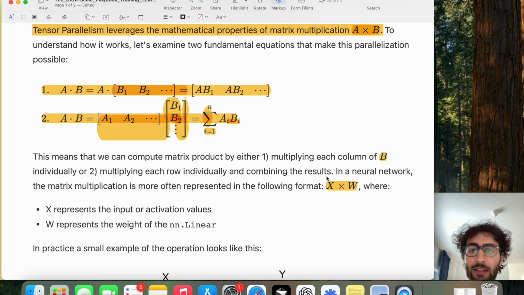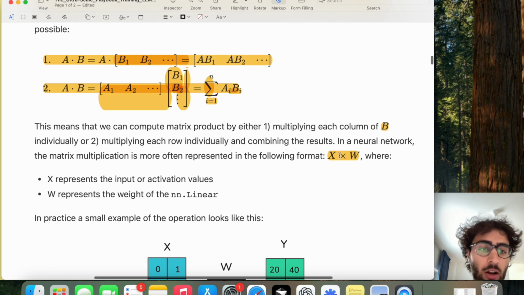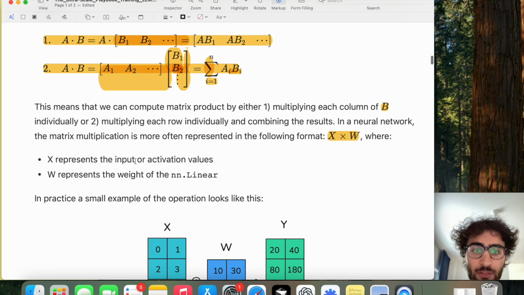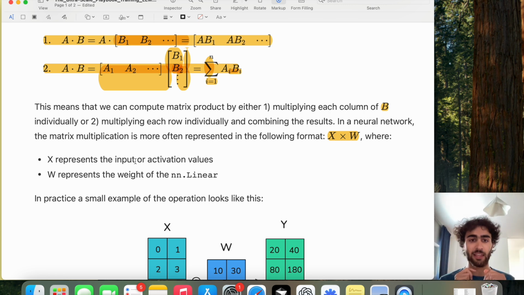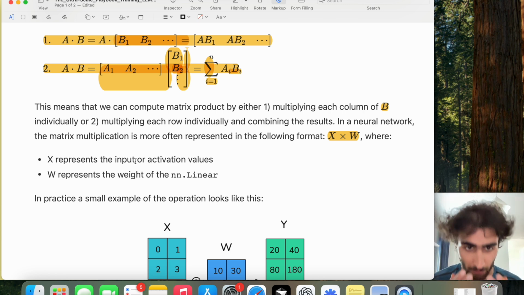And as just an aside, we have our matrices represented as X and W in a neural network, where X is the input or activation values. Activation values literally just means it's not the raw input, but the input from a previous layer. Once it has entered the neural network, we call those intermediate outputs activations. And W is simply the weights. In this case, we are doing an nn.Linear, which is just a weight matrix plus a bias.